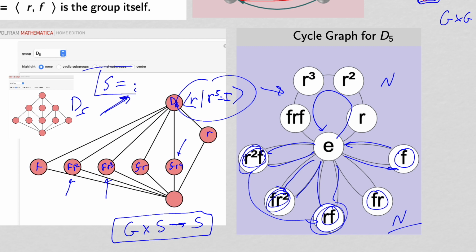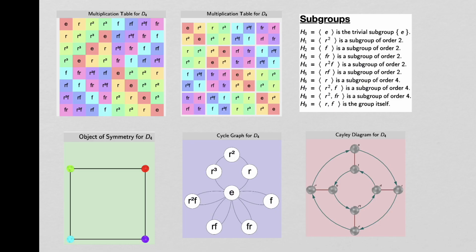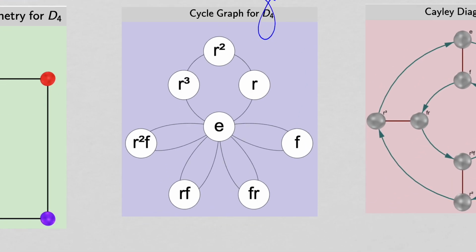So D4's cycle graph should look the same as this, right? So let's look at D4's cycle graph. So here's all the same things for D4, and if you look at its cycle graph, well, here you go. Sure enough, it's got 4 involutions, and there's its cyclic group based on just the rotations.